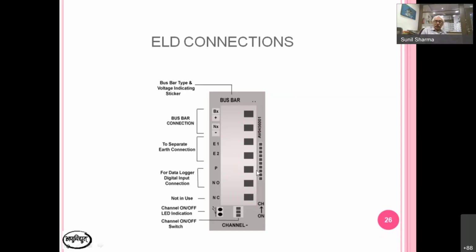On P, actually this is our potential free contact. This P should be looped together and connected to the data logger digital common. This anode will be taken to individual channel connection.